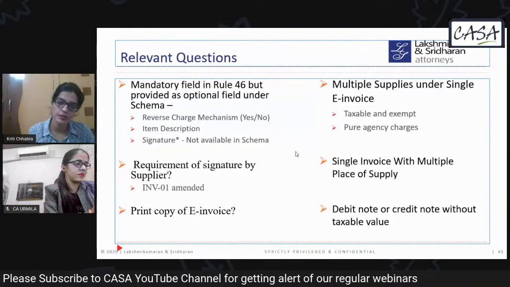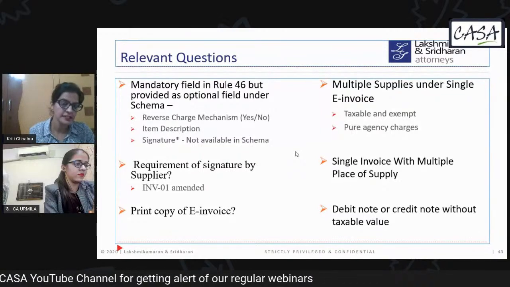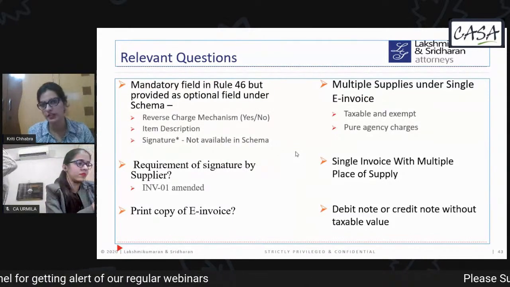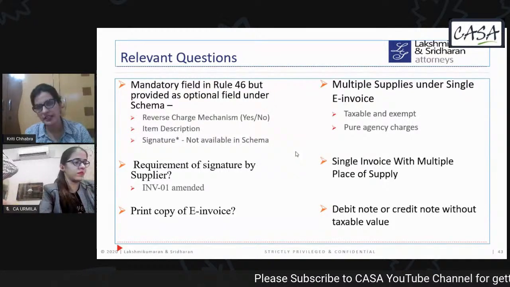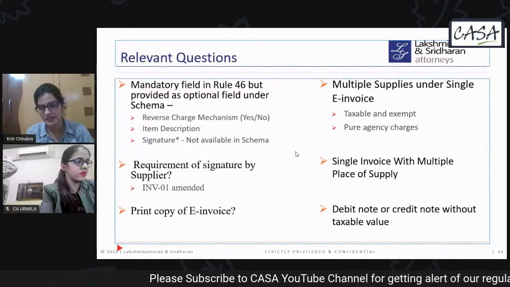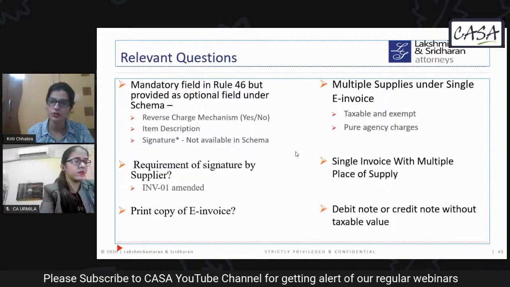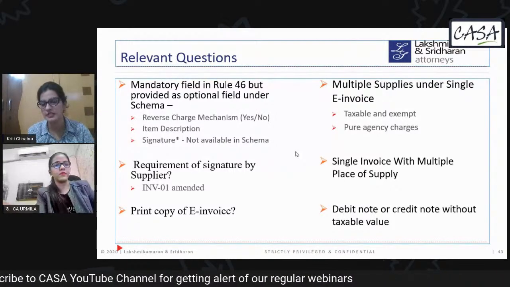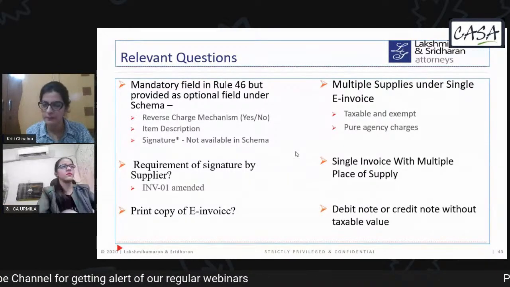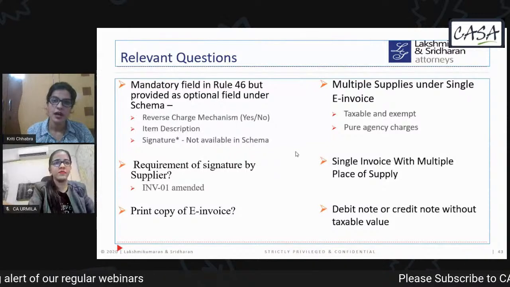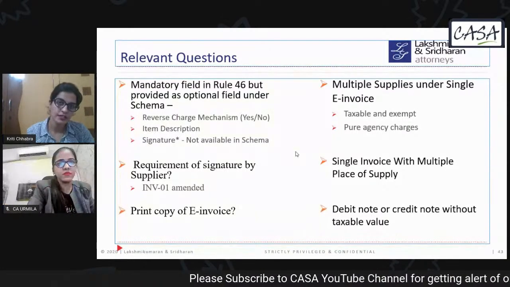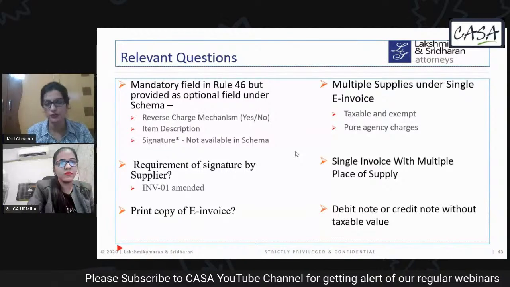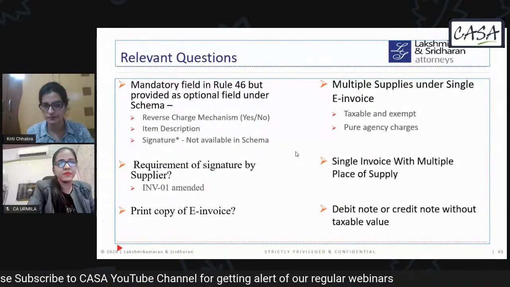If we see Rule 46, it specifically says that there should be a signature on the invoice. However, the new e-invoicing schema, the whole e-invoicing scheme and the FAQs say you need not have any digital signature mandatorily now. But there is no clarity as of now under the rules. So unless the government amends Rule 46, in my view, this signature should be there on your invoice.